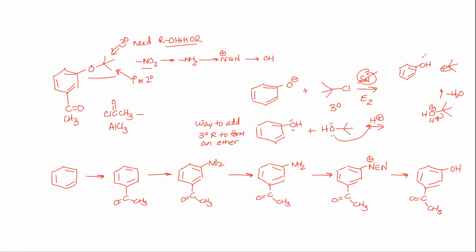And then the phenol would come in and add to the carbocation to form the protonated ether. Let me erase that H and write it a little better. So let me put in the O and the H up here. Then I would lose the H plus to form the product.